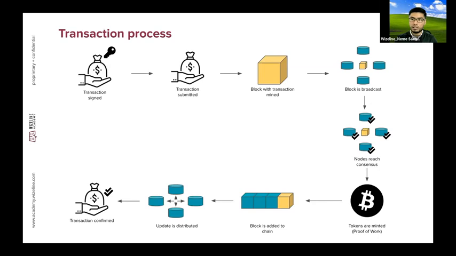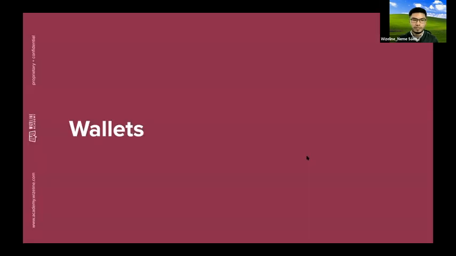Once those nodes reach consensus, we can be sure that this block is valid. Until then, we produce new coins, which are rewarded to the miners. After that, this new block is added to the blockchain and distributed to the whole network. This is the last step for a transaction, and once that's done, we can say that this transaction is confirmed. Could you go to the next slide, please?